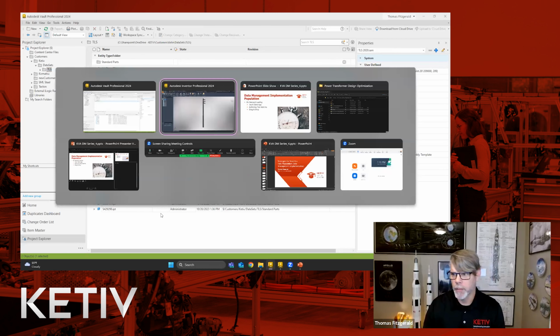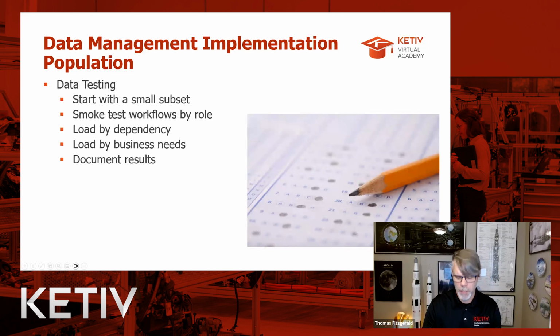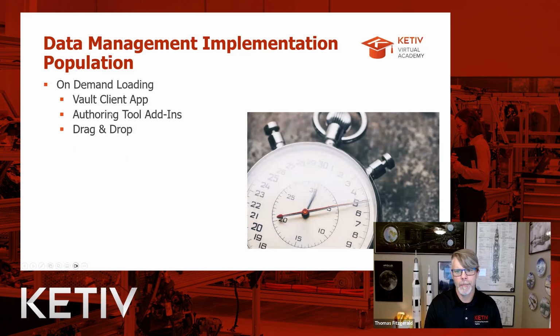So going back over here to my PowerPoint, there are three different ways that you can add information to the Vault on demand when you need it. Number one, pull information in from the Vault client. Number two, push information from the authoring tool. Number three, drag and drop. The preferred method is to use the authoring tool as much as you possibly can. Okay.